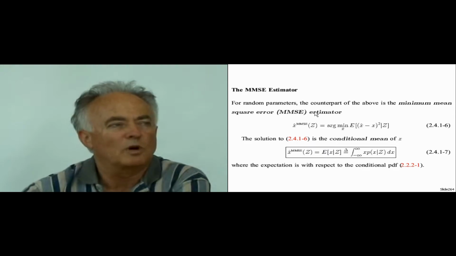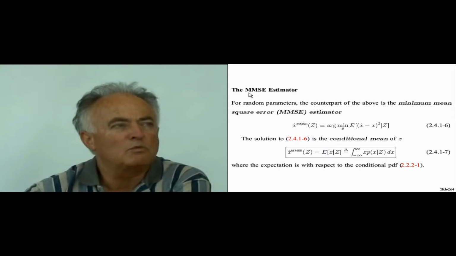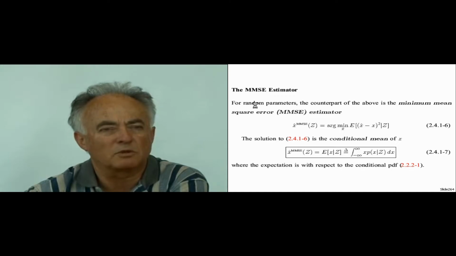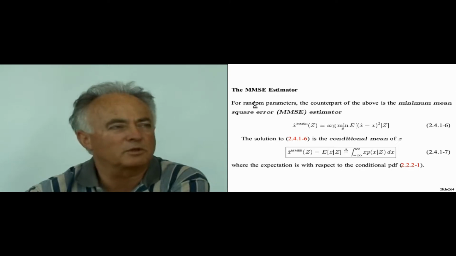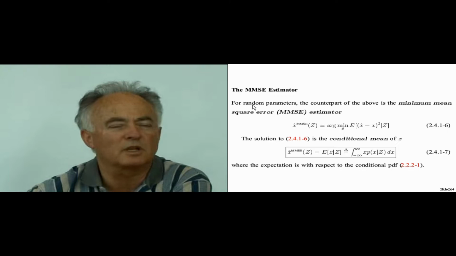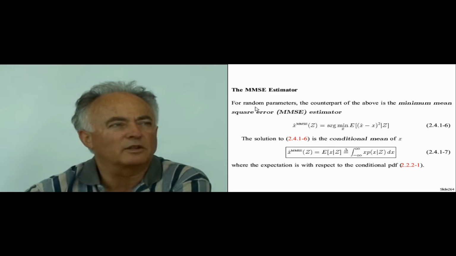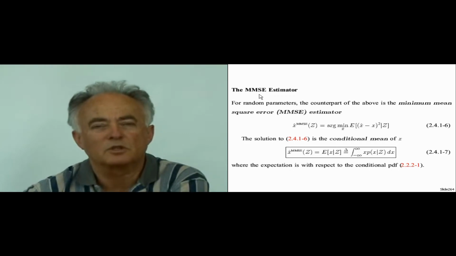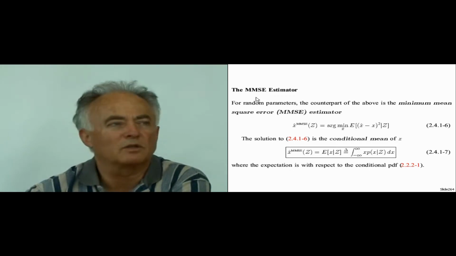Now, one more estimator is the minimum mean square error estimator. Remember, the least squares estimator was for non-random parameters. The maximum likelihood estimator was also for non-random parameters. Now we'll go to something that looks somewhat like the least squares, but it will be for random parameters, namely it will be a Bayesian technique.